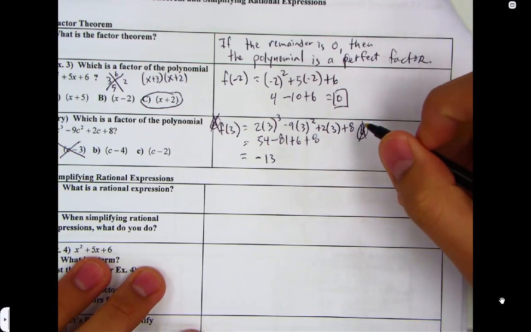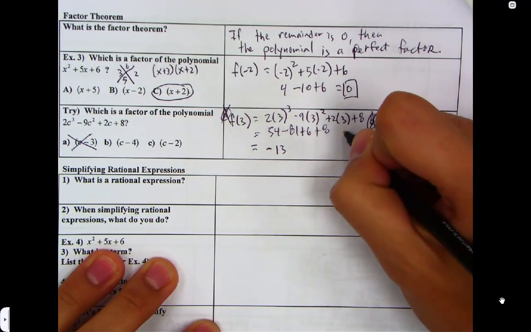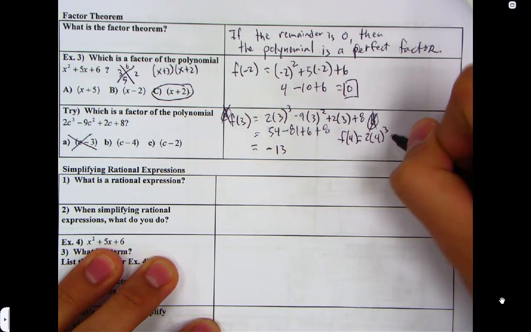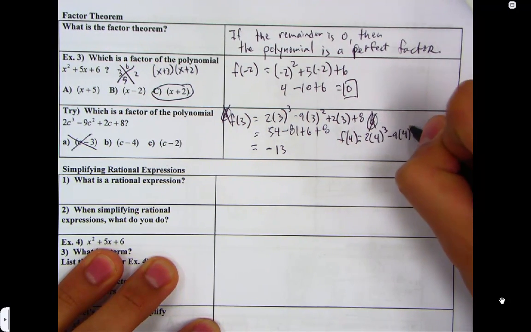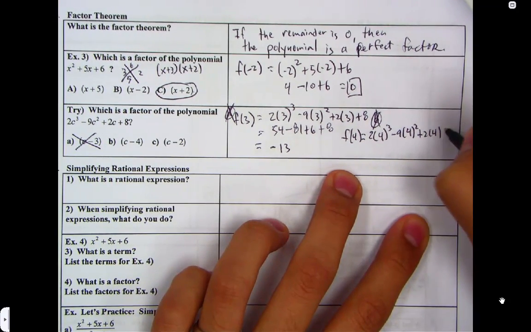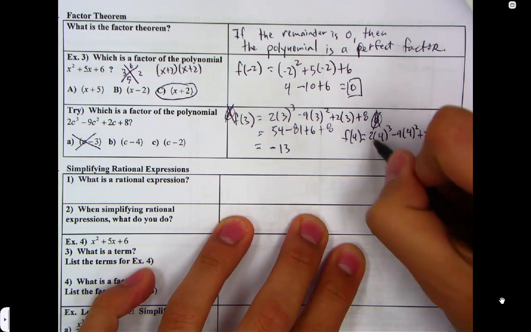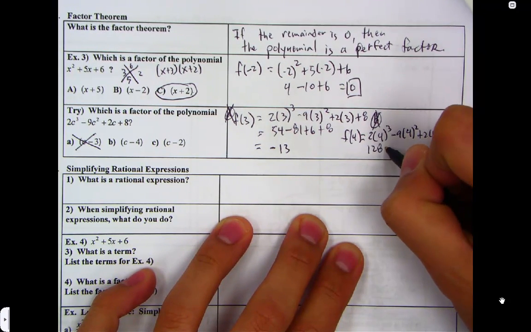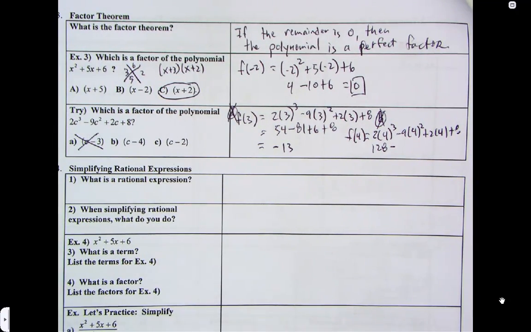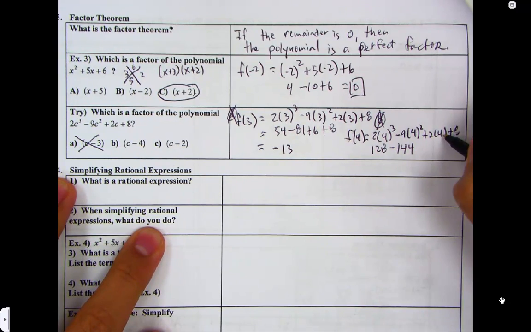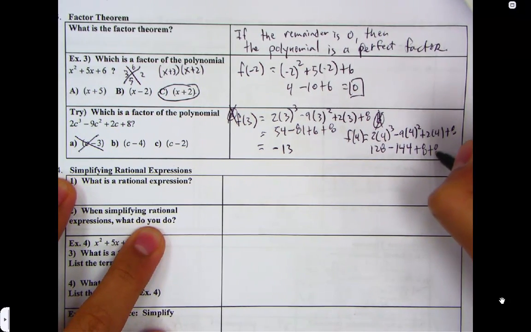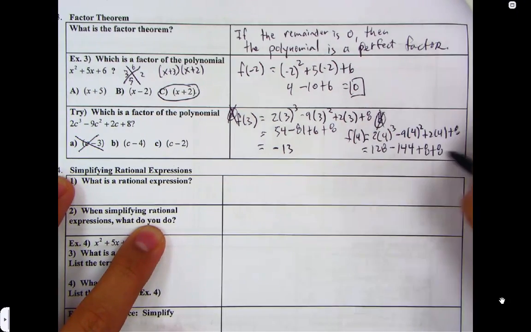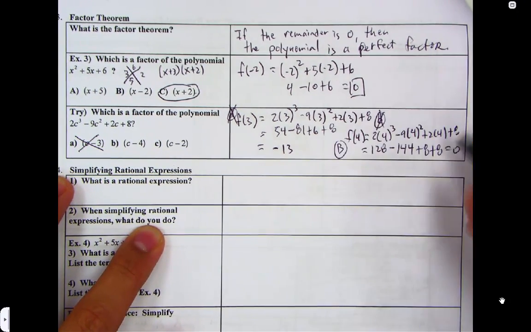So I'm going to try plugging in 4. So f of 4 equals 2 times 4 cubed minus 9 times 4 squared plus 2 times 4 plus 8. 4 cubed is 64 times 2 is 128. 4 squared is 16 times 9 is negative 144. 2 times 4 is 8 plus 8. 8 plus 8 is 16. 16 plus 128 is 144. 144 minus 144 is 0. So B works because the remainder is 0.